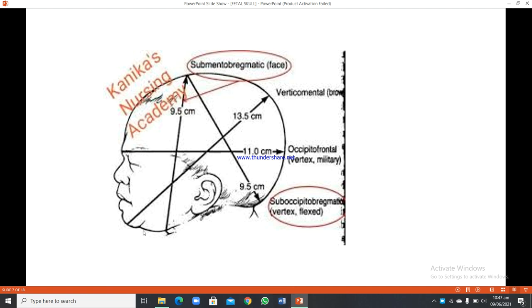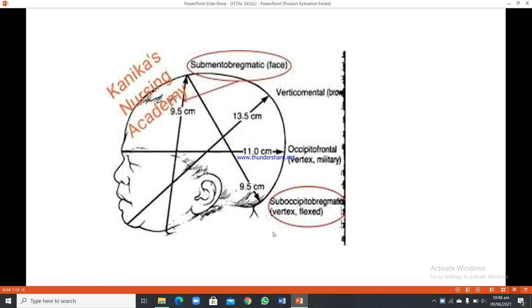In this picture we can see the side view of the fetal skull. Submentobregmatic, that is the face presentation, 9.5 centimeter. Vertico-mental, that is the brow presentation, 13.5 centimeter. Occipitofrontal, that is the vertex, and military, is not a favorable diameter to pass. Suboccipitobregmatic is where the head is flexed, and this is the most favorable diameter where the fetus can easily pass through.